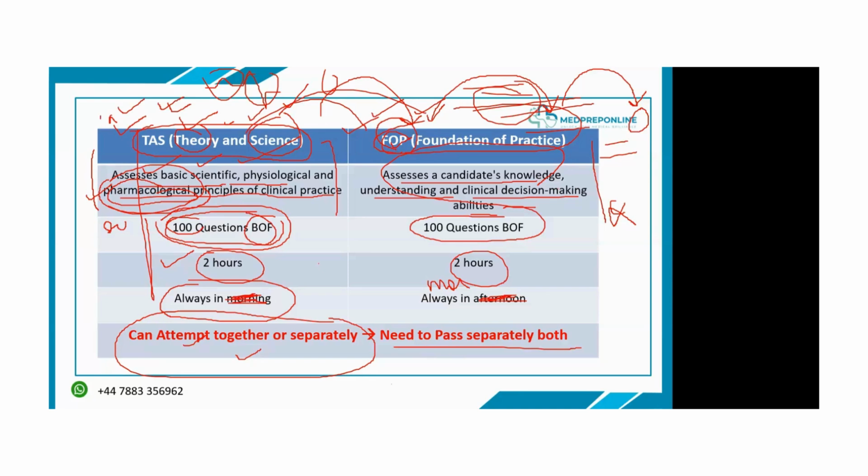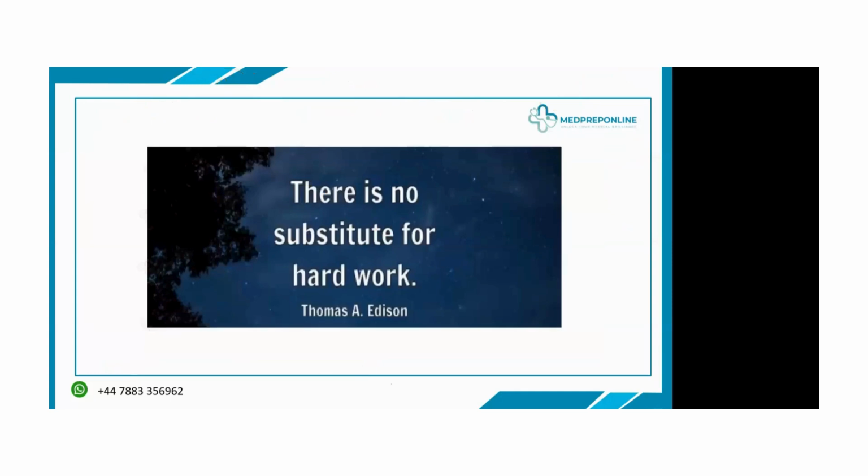You need to pass TAS separately and you need to pass FOP separately. But even if you attempt together and you fail one, then you only have to attempt the one you have failed. Suppose you failed FOP, then you will appear again only in the FOP, not the TAS, because you have already passed that. So you need to retake only the paper which you have failed.